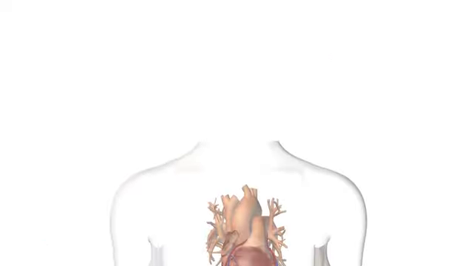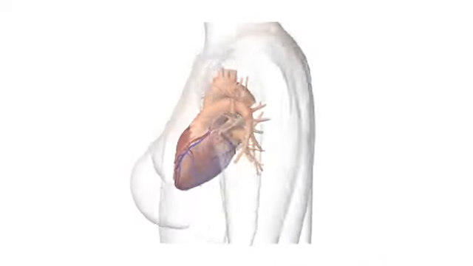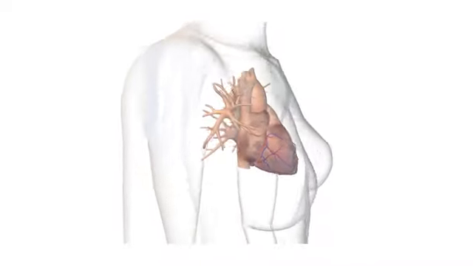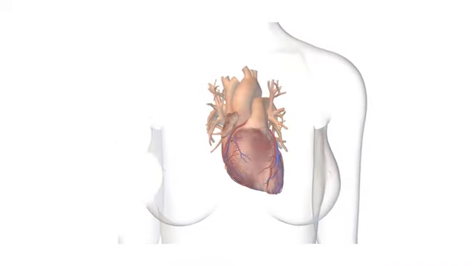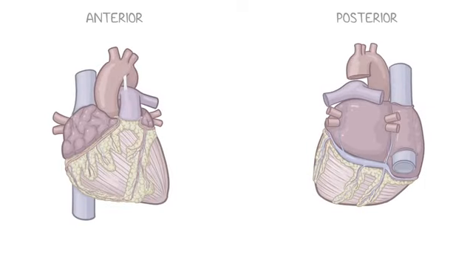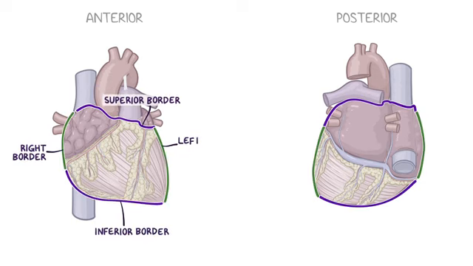So looking at it in 3 dimensions, the heart looks like an upside-down, tipped-over pyramid with 4 sides, a base that's mostly posterior, and an apex or tip that points anteriorly and slightly to the left. On an anterior or posterior view in 2 dimensions, the heart is shaped like a trapezoid, so it has a superior and inferior, as well as a right and left border.